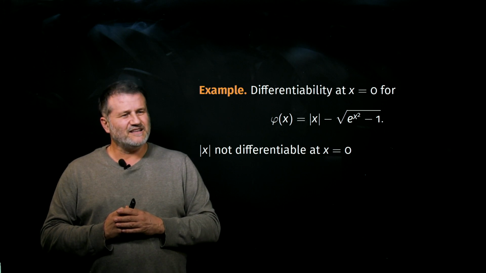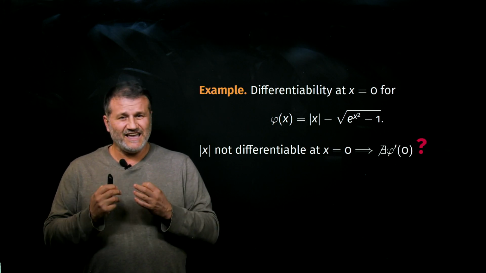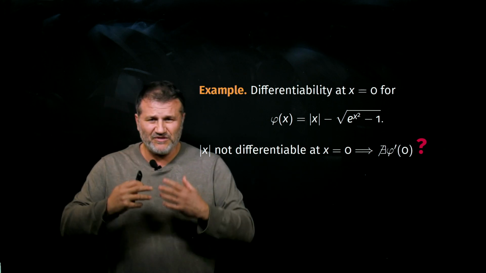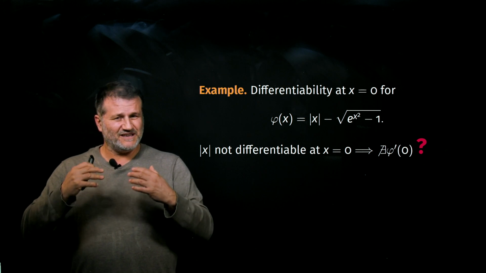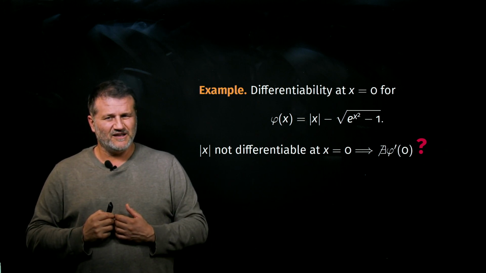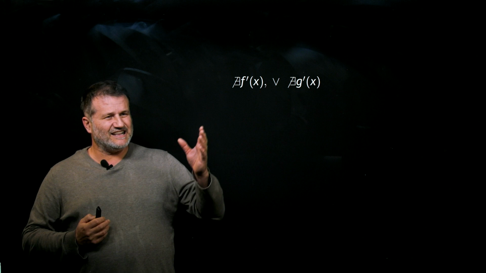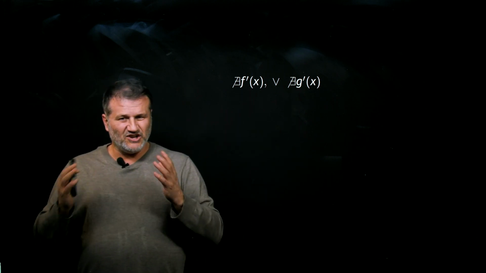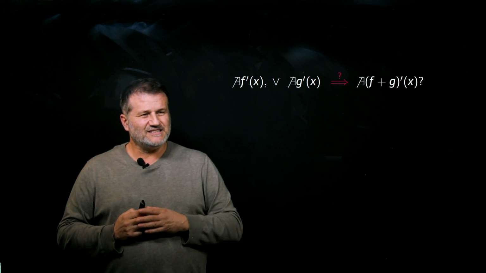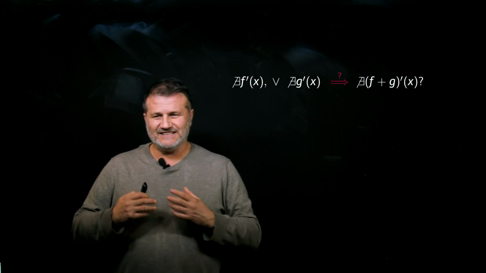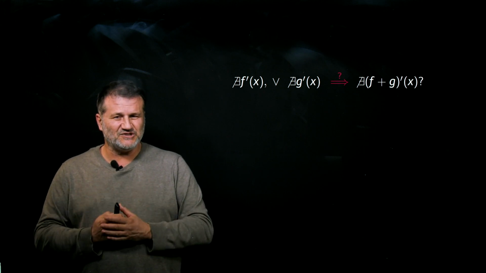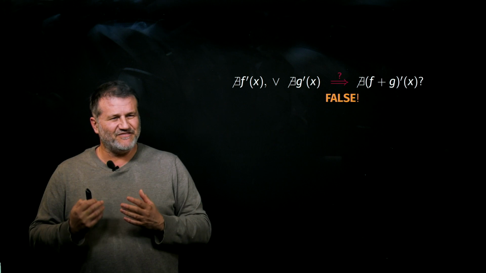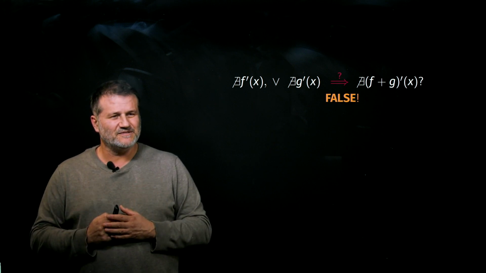So, indeed, the rules state that if I have two functions f and g that are both differentiable, then their sum is also differentiable. What they do not say is that if one or both terms are not differentiable, this implies that the sum is not differentiable as well. And this is false. We can understand it by a very, very simple example.